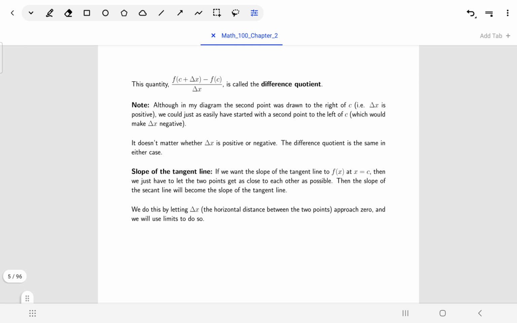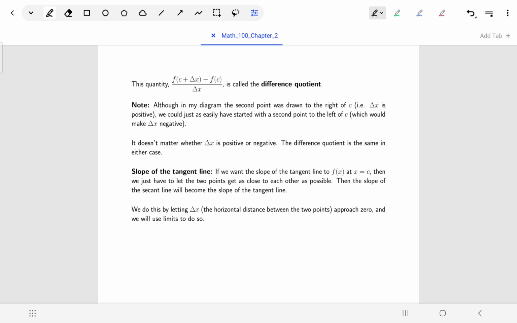So if you're having flashbacks to your pre-calculus class at this point, you really should, because that little expression that we just looked at was essentially the difference quotient. So a couple of things just to mention about this difference quotient.